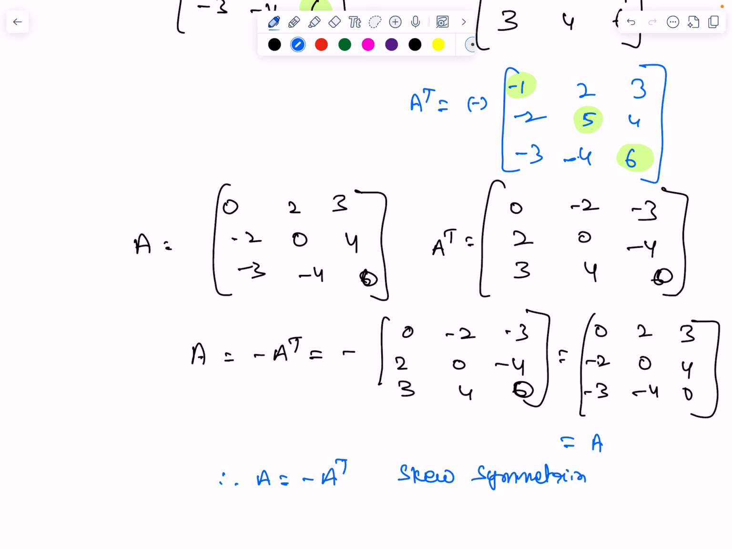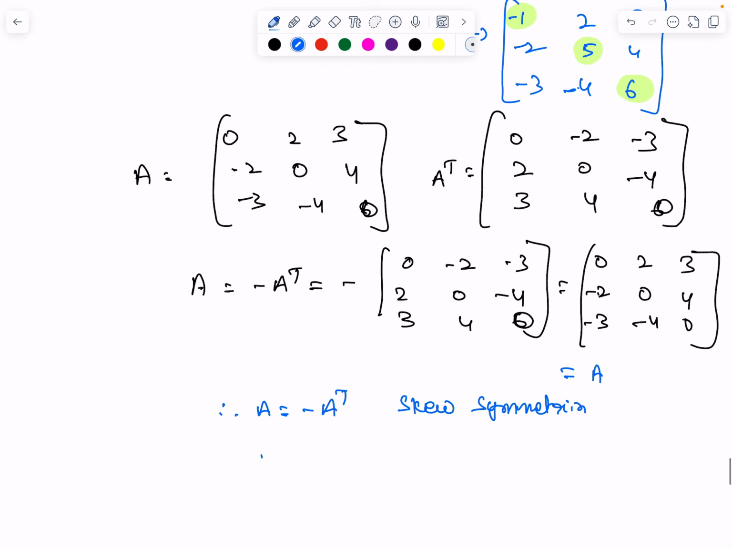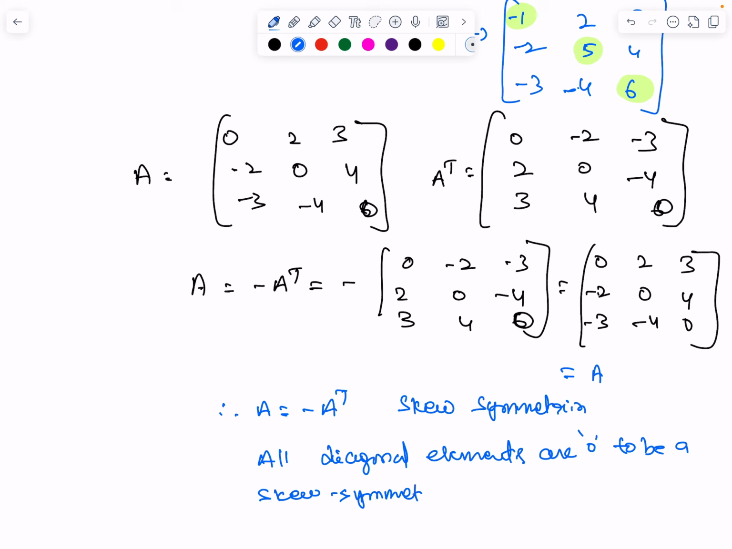You see, for a real matrix, all diagonal elements are 0 to be a skew-symmetric matrix.